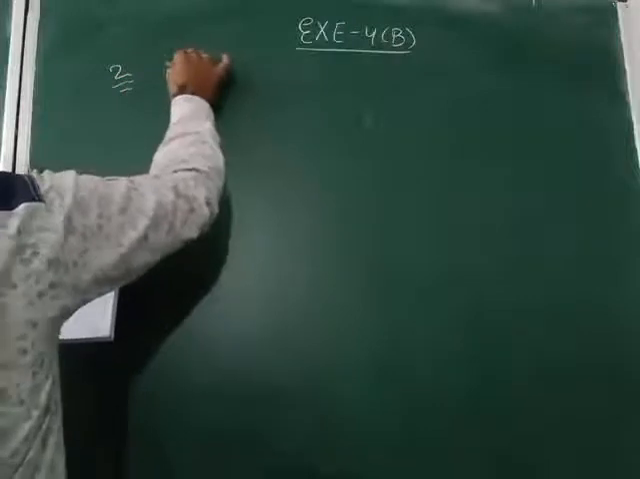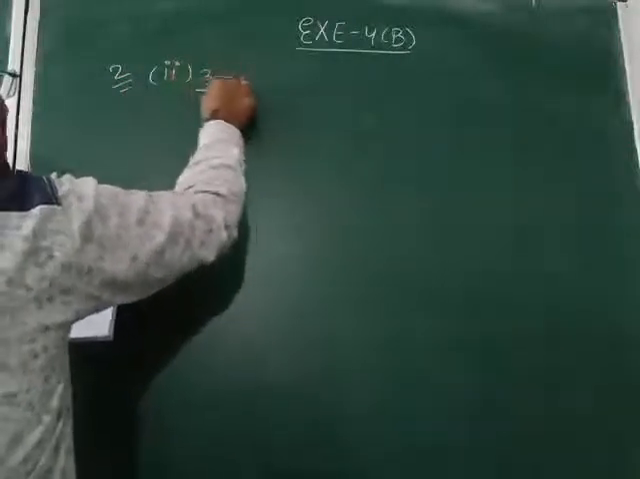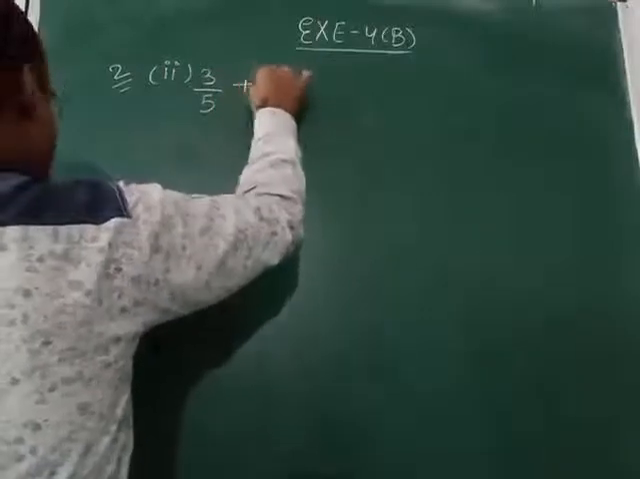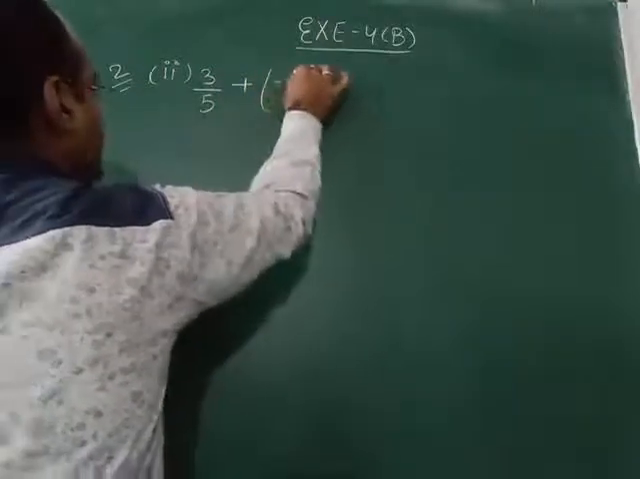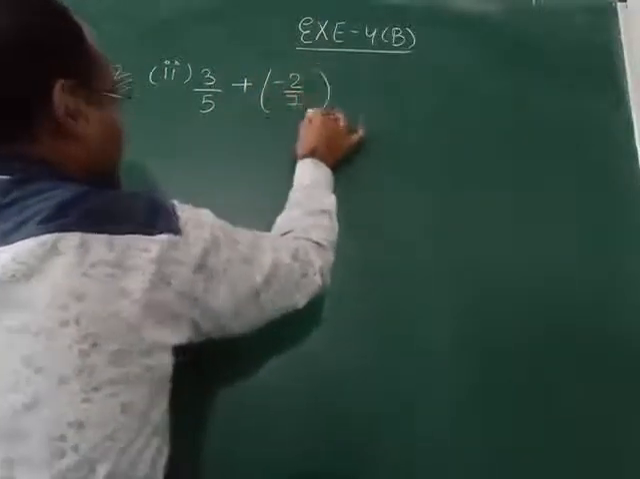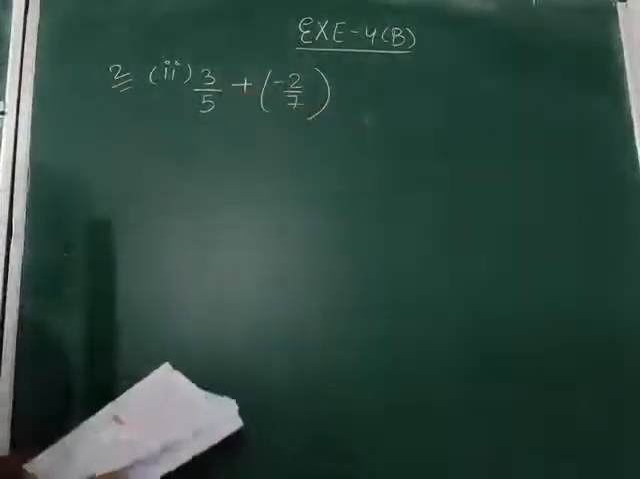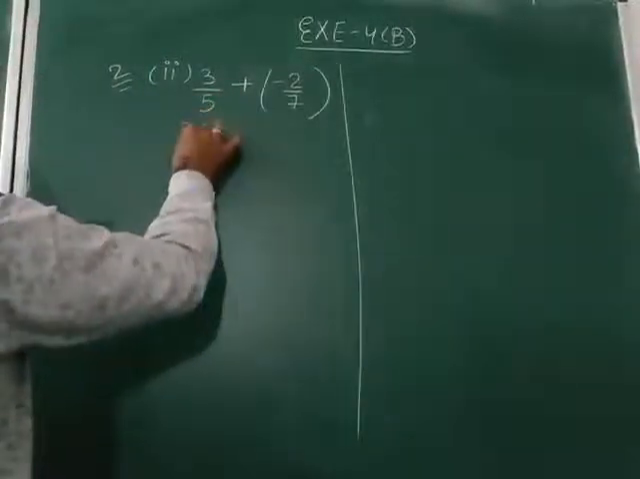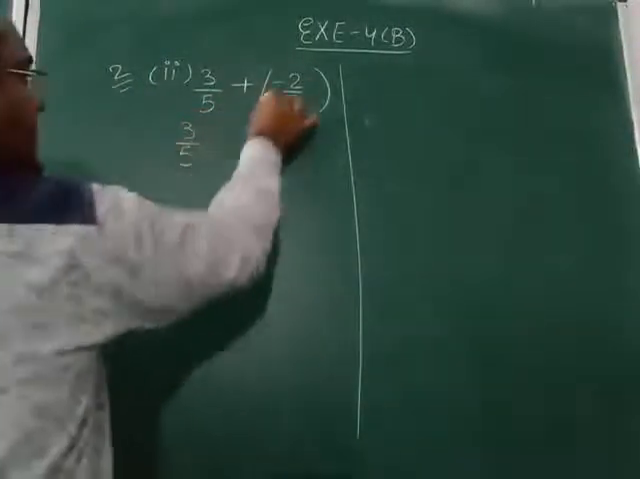Second part, 3 upon 5. In place of the blank we will take a plus sign, minus 2 upon 7 we will take in the bracket because plus and minus are coming together, so we will use the bracket. Now what we will do, 3 upon 5 we will write as it is, plus and minus will be minus.